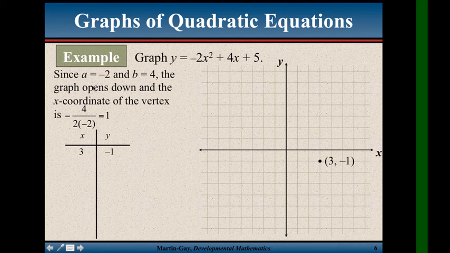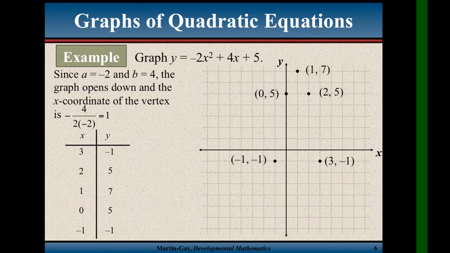It opens downward because a is less than 0. And the x-coordinate is 1. So what is the y-coordinate? Let's see. Substituting 1, the y-coordinate is 7. So that's the vertex. The vertex is 1 and 7. That's the vertex of our equation.